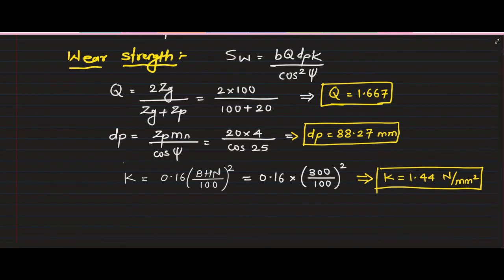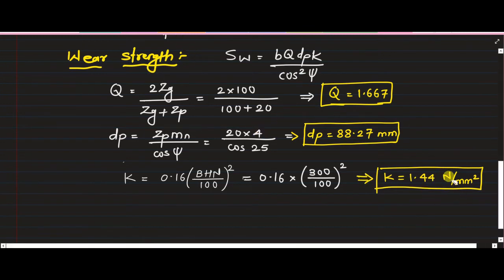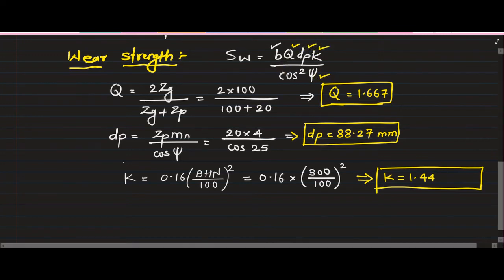So the value of K is 1.44. Now the next thing: we already have the value of B, so we don't need to calculate that. We have Q now, we have dP, we have K, we have psi. Now we can proceed with the calculation of wear strength.